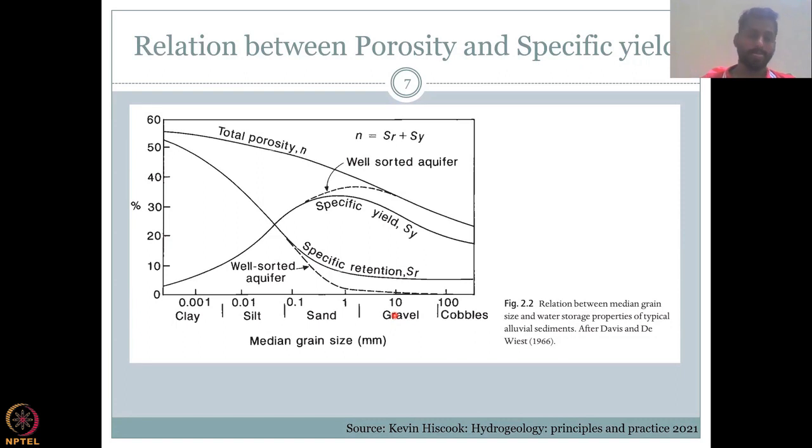Specific yield is very high. Total porosity is specific yield. Once the water is removed, the pore space only has air. There's no water, no retention.